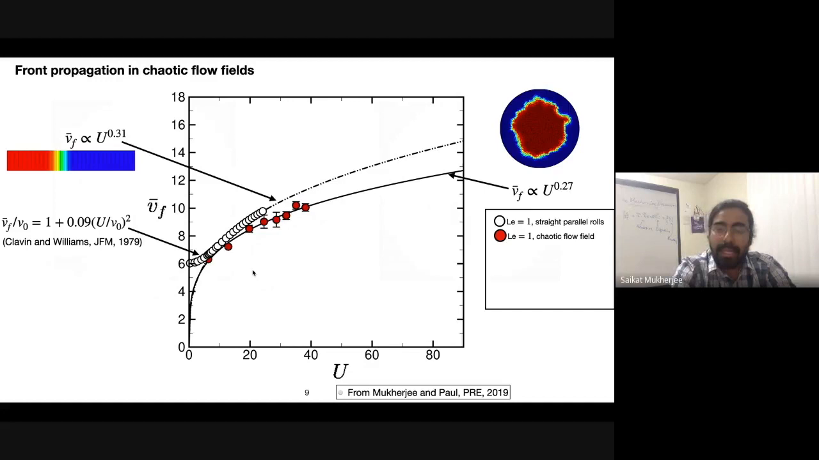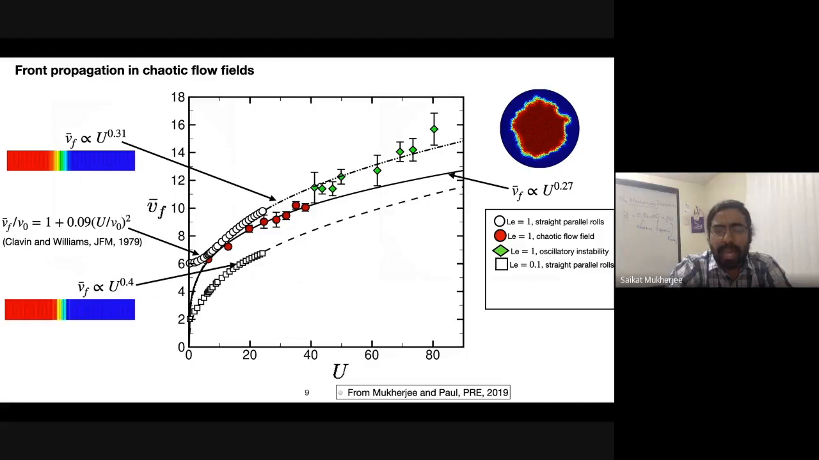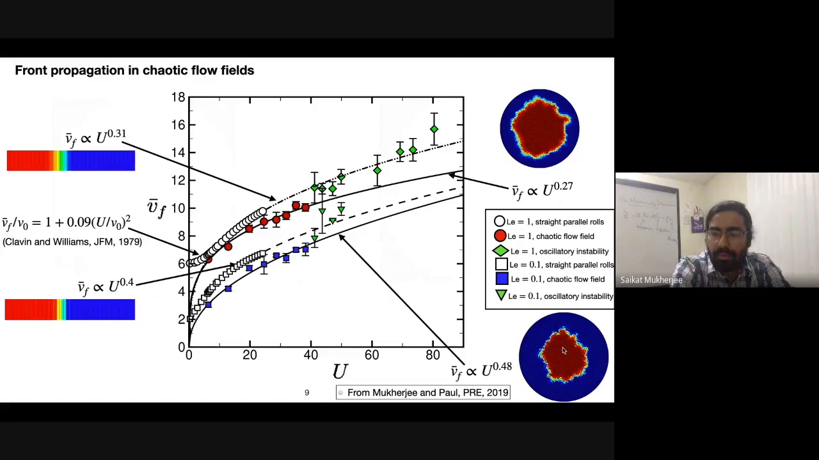Now, if you keep increasing the fluid velocity, or keep increasing the Rayleigh number for chaotic flow fields, eventually the red points, shown here by green diamonds, take over the equivalent velocity for the straight parallel rolls. So the fronts in chaotic flow fields ultimately become faster than their counterparts in straight parallel rolls. The same thing happens for Lewis number 0.1, which is an order of magnitude less diffusive. We again see that the fronts in straight parallel rolls are faster. However, the fronts in chaotic flow fields take over after this critical transition, with these green points. And these green points are after the oscillatory instability that I talked about, where the rolls develop temporal oscillations in them.